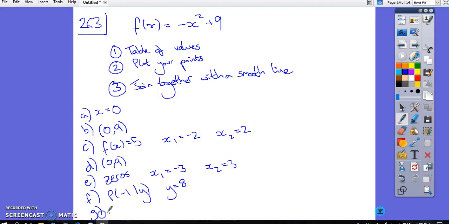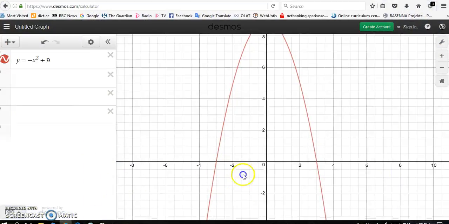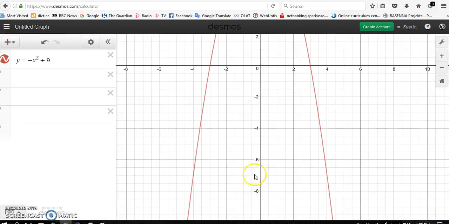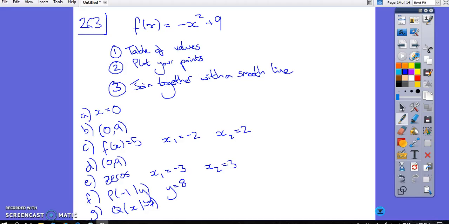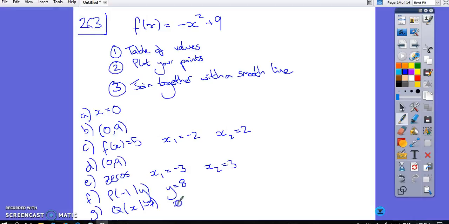And finally, in G, we need to find the x-coordinate of q, which is x, negative 7. Let's see. So when y is negative 7, if we come down here, then we can see that there are two possibilities for q. This could be q here, or this could be q here. So again, we have two solutions, and they were at negative 4 and 4. So x1 is at negative 4, and x2 is at 4.